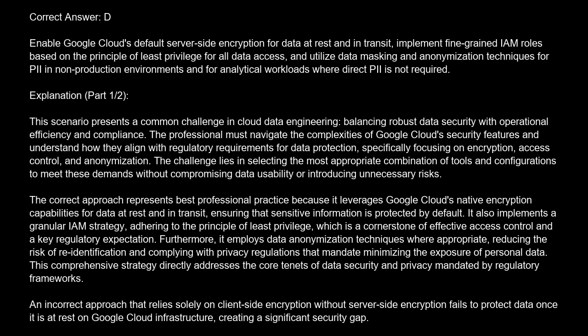The correct approach represents best professional practice because it leverages Google Cloud's native encryption capabilities for data at rest and in transit, ensuring that sensitive information is protected by default. It also implements a granular IAM strategy, adhering to the principle of least privilege, which is a cornerstone of effective access control and a key regulatory expectation. Furthermore, it employs data anonymization techniques where appropriate, reducing the risk of re-identification and complying with privacy regulations that mandate minimizing the exposure of personal data. This comprehensive strategy directly addresses the core tenets of data security and privacy mandated by regulatory frameworks.